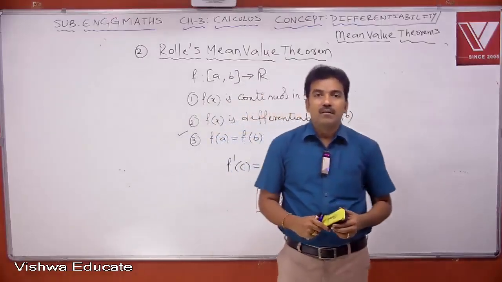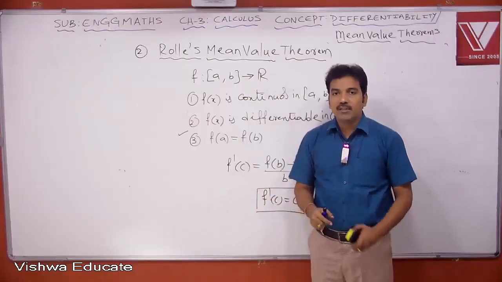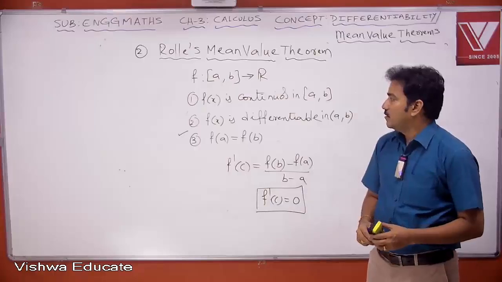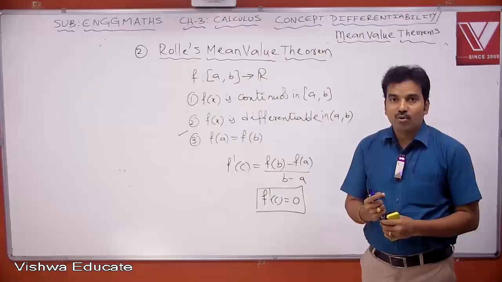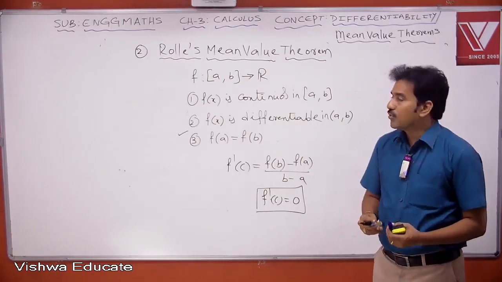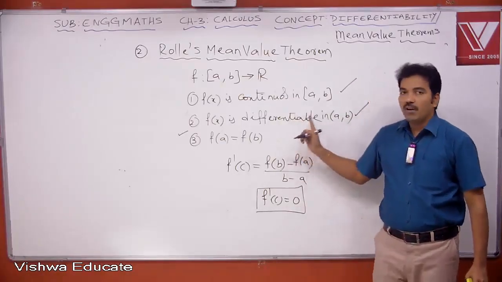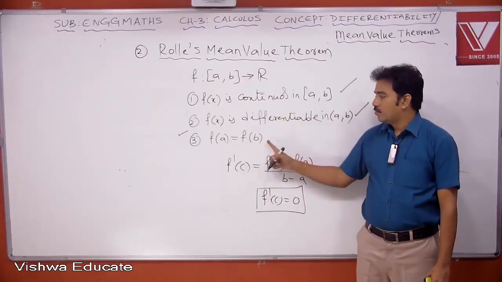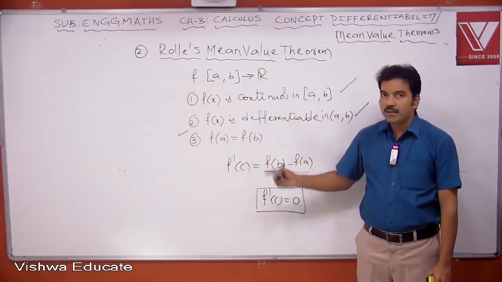Let f from closed interval a b to R be a function such that point number 1, f of x is continuous in closed interval a comma b. Second point, f of x is differentiable in open interval a comma b. Point 3, f of a equal to f of b.